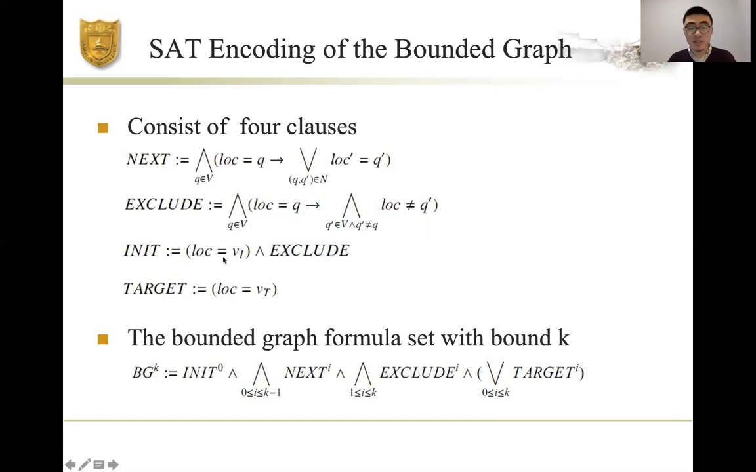And we have initial, which says the first step location should equal the initial location. And we also have exclude, because the first step cannot be assigned to other locations. And we also have the target. So the bounded graph formula set with bound K can be written like BG K equals: the first step initial clause is true, then the next clause should be true for the next moves, and also the exclude, and then the target may be true at some time, something like that.